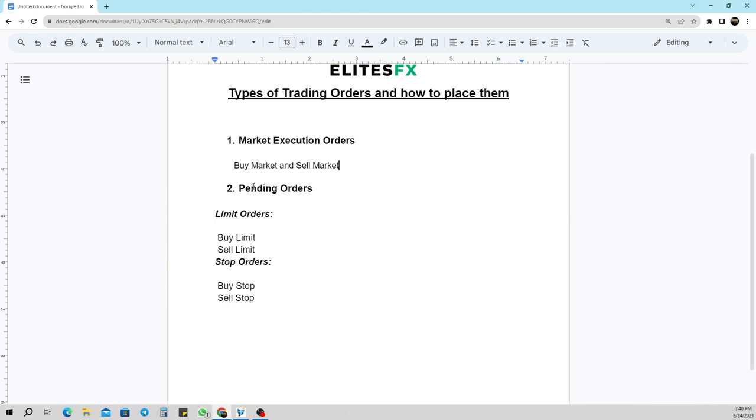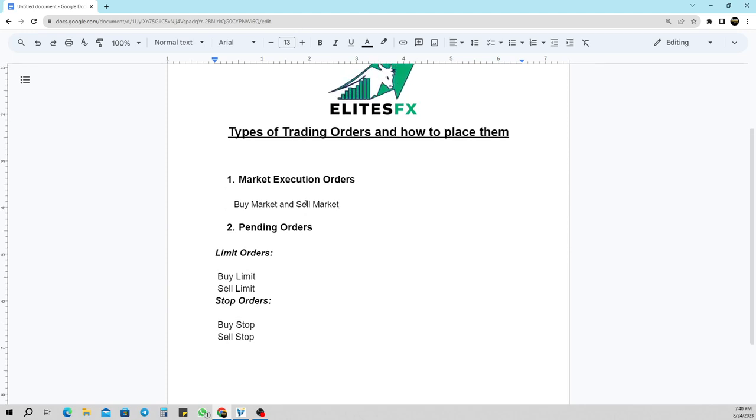The second type is pending orders. Pending orders are when we are trying to enter the market but not on the current price. We want the price to come to a specific level and then we want our orders to get executed. So in the pending orders, we will select a specific price, and when the price comes to those areas, then our order would be executed. Now there are two types inside the pending orders. One type is basically known as limit orders, and the second type is known as stop orders.